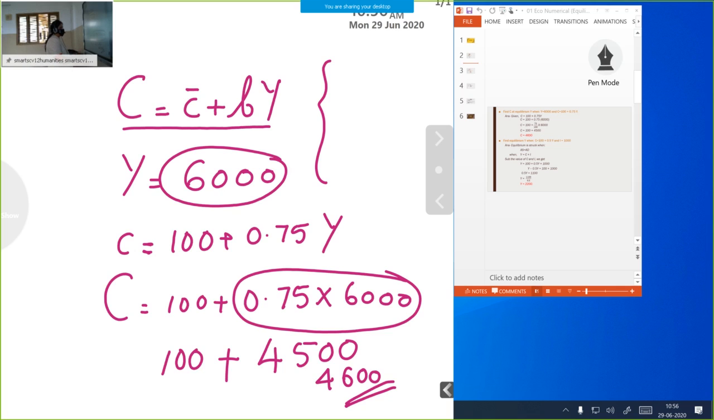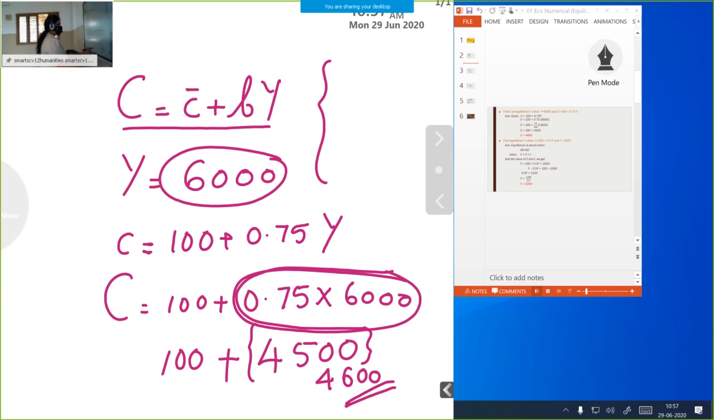What is 0.75 into 6? Then the decimal is there, na? You got it? I am giving time. You just do that one: 100 plus 0.75 into 6000. First you have to solve this part. We know BODMAS, na? Division, multiplication, subtraction. So first we have to do multiplication. From there we are getting 4500. Clear? Can I move to the next numerical?